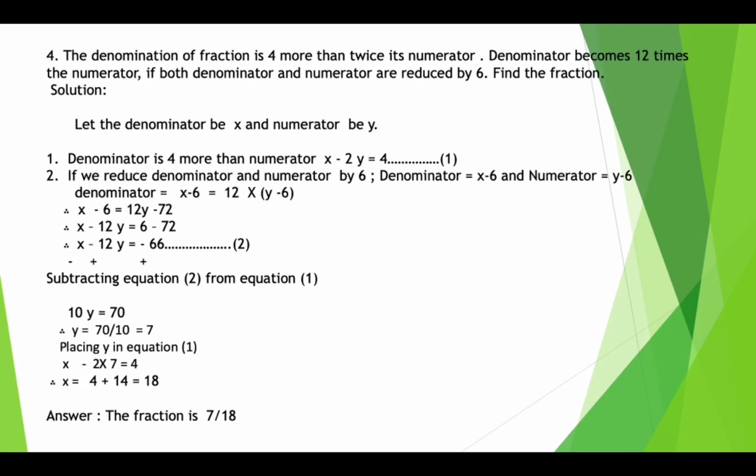Next, the denominator of a fraction is 4 more than twice its numerator. Denominator becomes 12 times the numerator if both denominator and numerator are reduced by 6. Find the fraction. So let the denominator be x, numerator be y, denominator is 4 more than twice the numerator. So x minus 2y is equal to 4. Because denominator is x, numerator is y, twice the numerator.